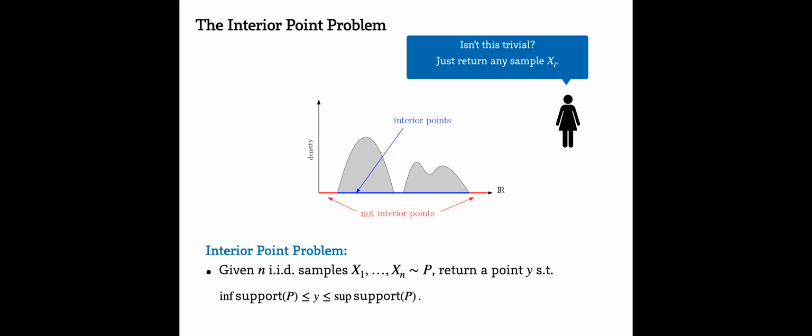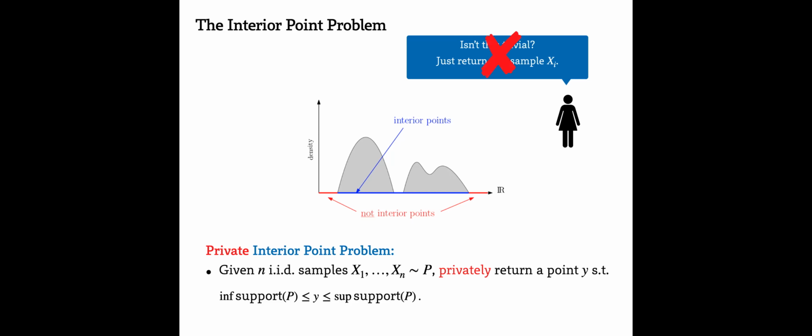But it turns out that this problem is a lot less trivial if we're concerned about the privacy of our samples. So consider the private interior point problem. Here, the setup is the same as before. We're given n IID samples from P, but now we want to privately return an interior point. Informally, what we mean by privately here is that we want our algorithm to not leak information about our samples in its output. And so our algorithm from before would not be a solution to the private interior point problem.